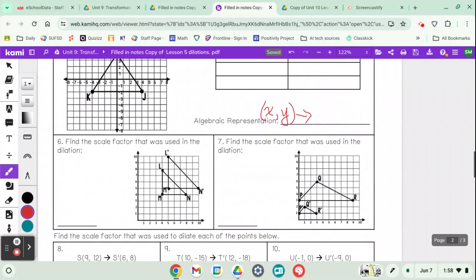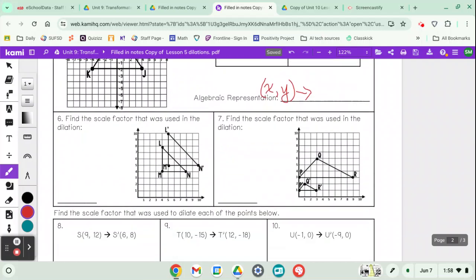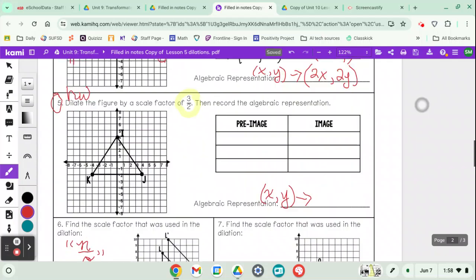The last skill for the dilations is to find the scale factor from a graph. And then we're going to find the scale factor from our ordered pairs. To find the scale factor, that's the only time that you are allowed to say "no." It stands for new measurement over the old measurement.